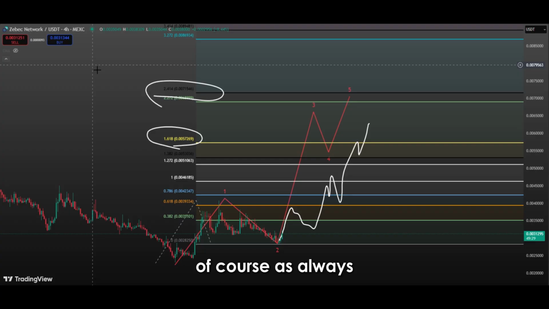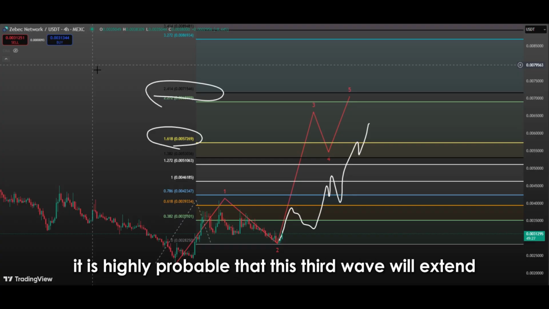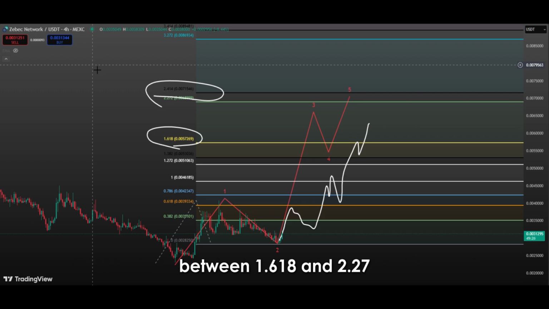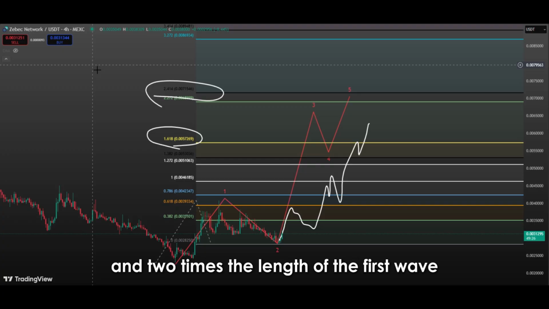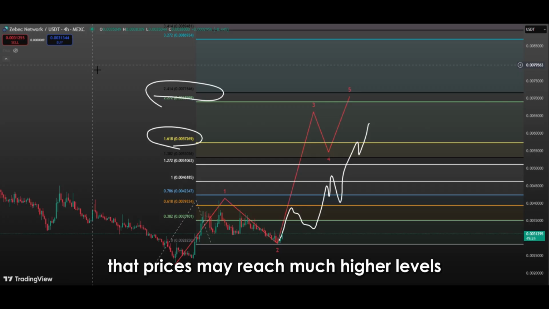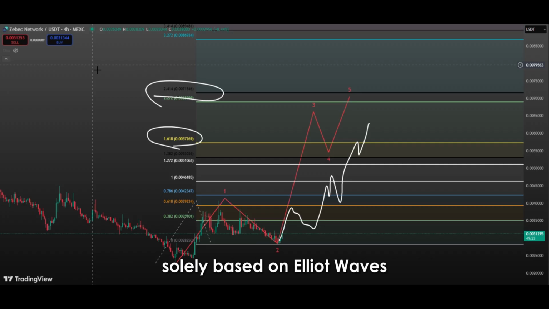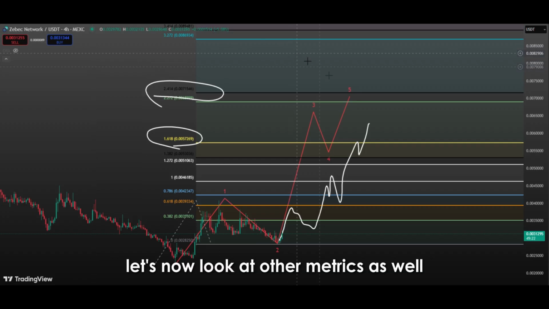Of course, as always, risk management should not be overlooked. But in light of the technical data, it is highly probable that this third wave will extend between 1.618 and 2.272 times the length of the first wave. This scenario provides strong technical signals that prices may reach much higher levels in the near future. But we can't make decisions solely based on Elliott waves. Let's now look at other metrics as well.